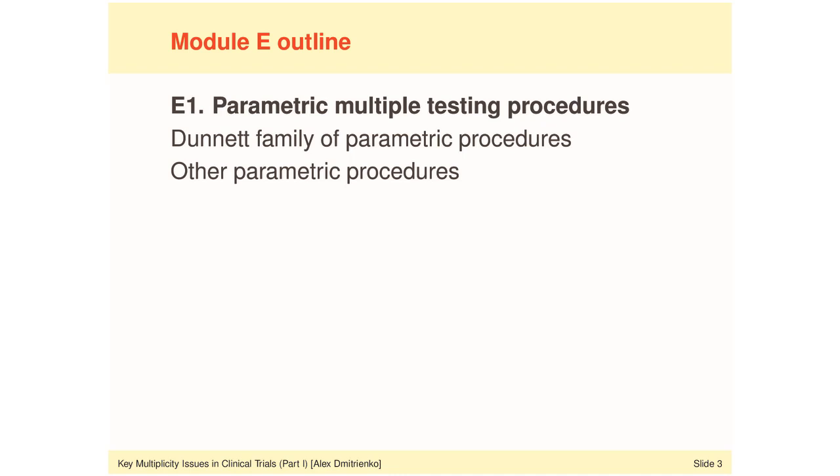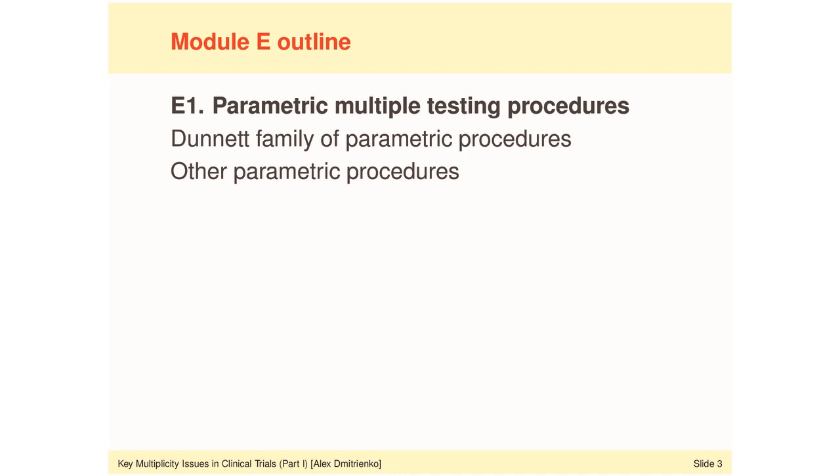This procedure is now known as the Dunnett procedure or a single-step Dunnett, and multiple extensions of this first Dunnett procedure have been developed over the years. Those procedures can be thought of as procedures from the family of Dunnett procedures. I will concentrate on those procedures in the only section in this module, and towards the end of the section I will briefly mention other approaches to constructing parametric procedures that have been used in clinical trials.